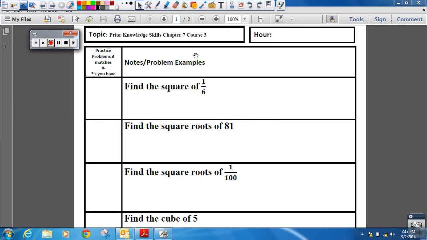Okay, today we are discussing the prior knowledge skills needed for Chapter 7 in the Course 3 book. The first thing we're going to be looking at are squares and square roots.